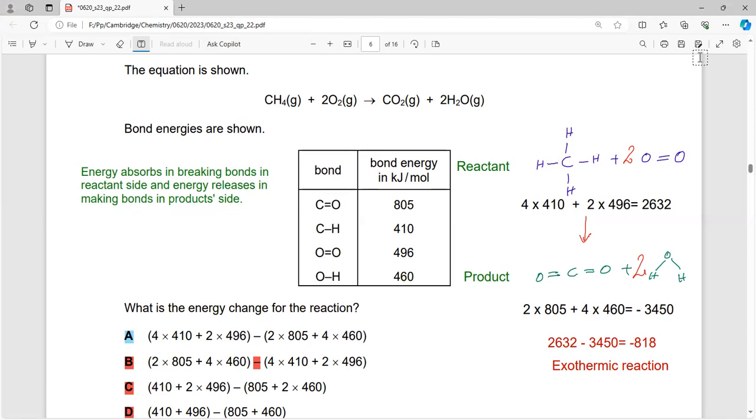These are given there. Now here we have a concept: energy is absorbed in breaking bonds on the reactant side, while energy is released in making bonds on the product side.